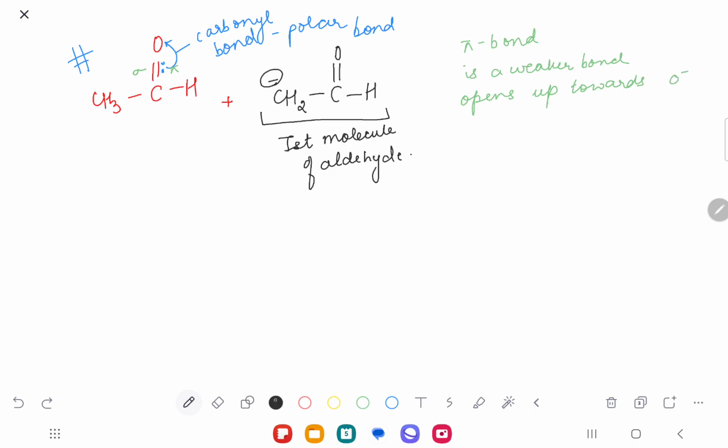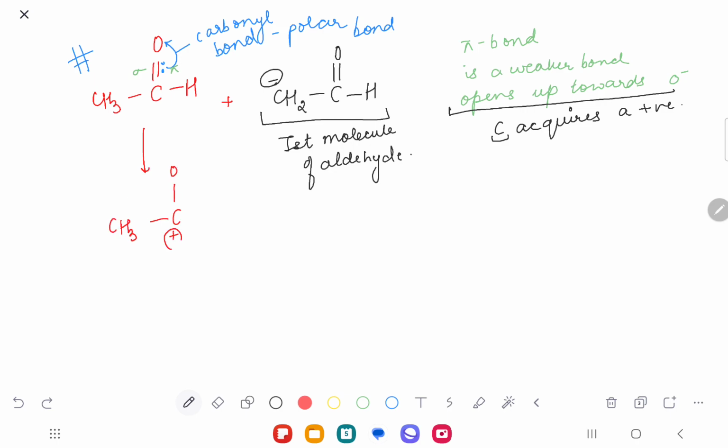O negative. So when it opens towards O negative, carbon acquires a positive charge. Which carbon? The carbon of the second aldehyde molecule. So the structure shall be something like this. So this aldehyde, the red molecule, will undergo this change and it will now look something like this and this. And the black molecule has been changed to the alkoxide ion. Yes or no?